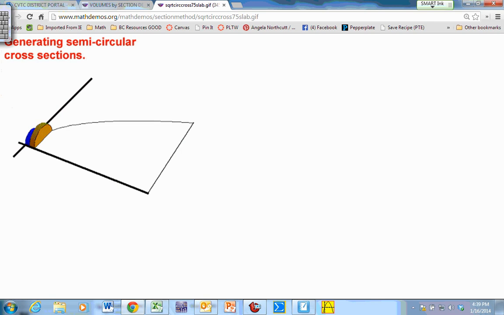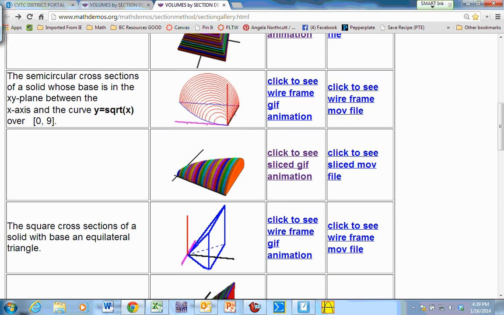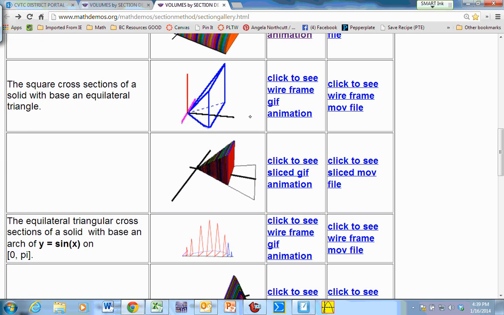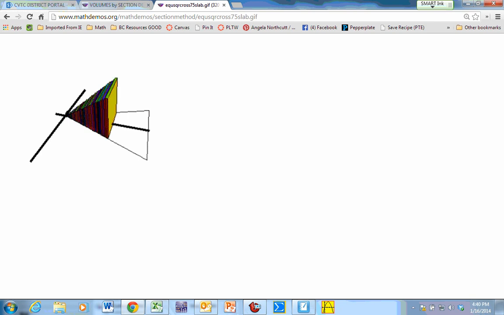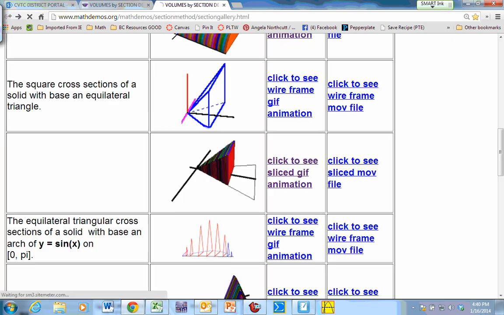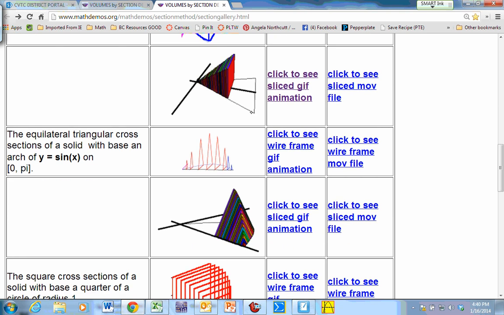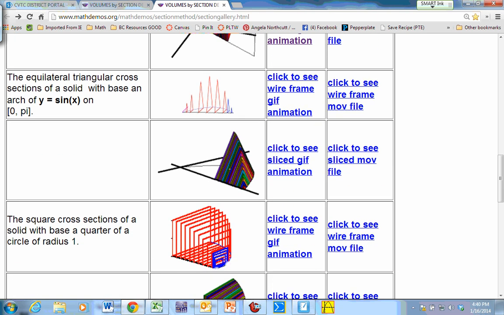So let's look at a different one. That was semicircles. So here's one where the base is an equilateral triangle and we have square cross sections. So it's just a bunch of squares being built up, only technically they're prisms because they have a height. And again, that width is going in the x direction, so this one would be something we do with x. Now we probably won't do one like that, the way that one looks, but let's see what else.